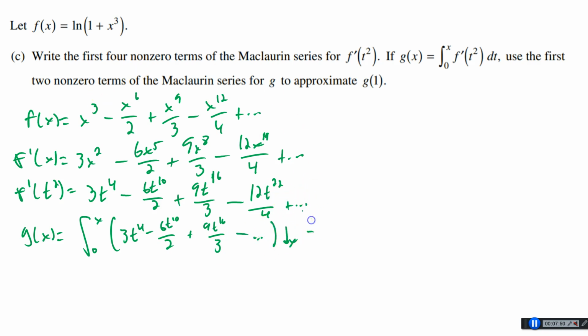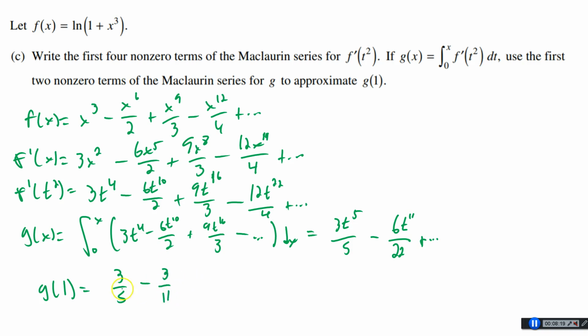So that's going to be 3t to the 5th over 5 minus 6t to the 11 over 22. And that's going to keep going. Those are fun numbers. They want us to use that to approximate g of 1, just the first 2 terms. So g of 1, thank goodness it's 1, is going to be 3/5 minus 6/22. We can reduce that to 3/11.